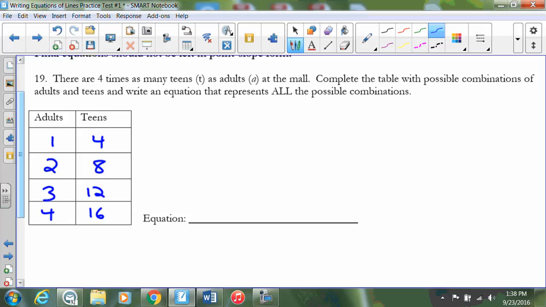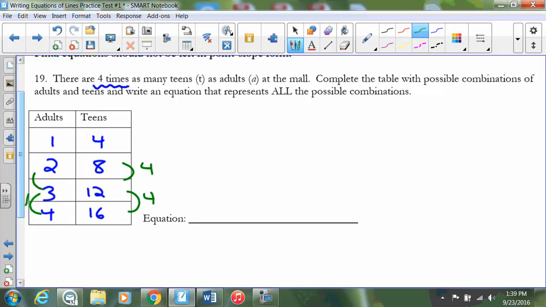Now you could have more fun than this. You could put if there's 100 adults at the mall, there's 400 teens. Just whatever you do, make sure you're following this 4 times pattern and fill in your table. Then what you're going to do is, yes, there's a shortcut, but I'm going to do it the longer way so it makes sense for everybody. We would find the slope. So 16 minus 12 is 4, and 4 minus 3 is 1, so that's 4 over 1.